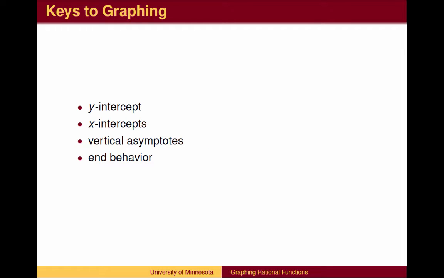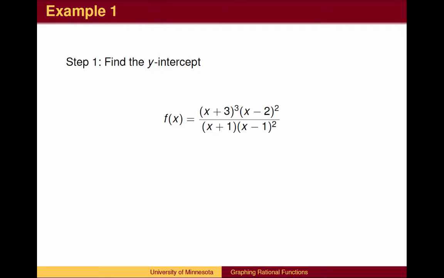There are four key pieces that help us graph rational functions: the y-intercept, x-intercepts, vertical asymptotes, and end behavior. To illustrate the process, we begin with an example. We wish to graph f of x. One easy point to find is the y-intercept. Recall that the y-intercept occurs where x equals 0. So to find the y-intercept, plug 0 in for x and calculate f of x. In this case, the y-intercept is at 108.